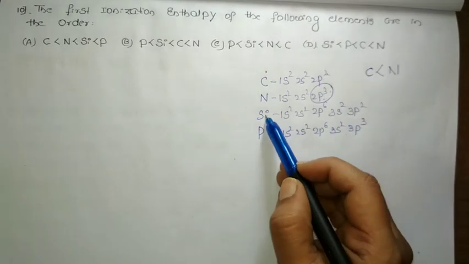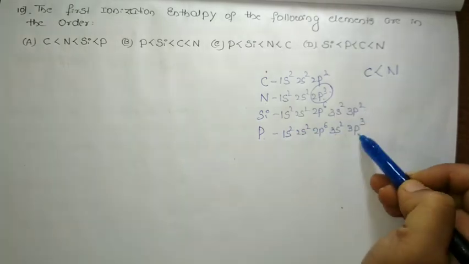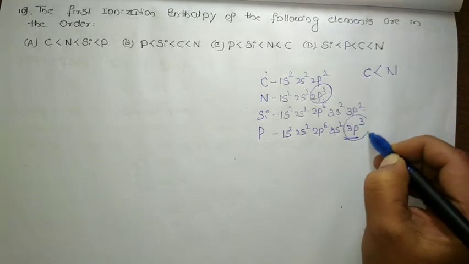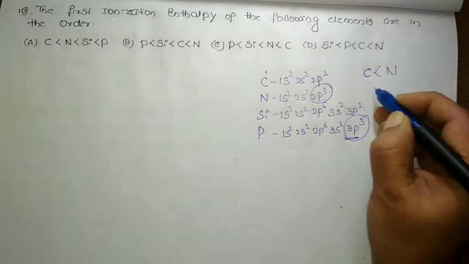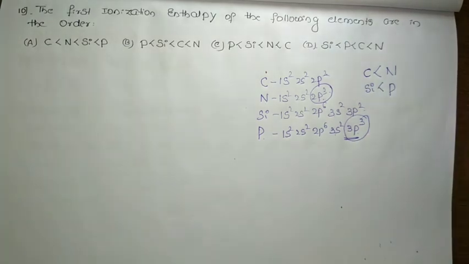Now come to silicon and phosphorus. 3s2, 3p2 and 3s2, 3p3, which is stable. The phosphorus is stable because exactly half filled orbital is there. So which needs less ionization enthalpy? Silicon needs less ionization enthalpy than the phosphorus. Agree?